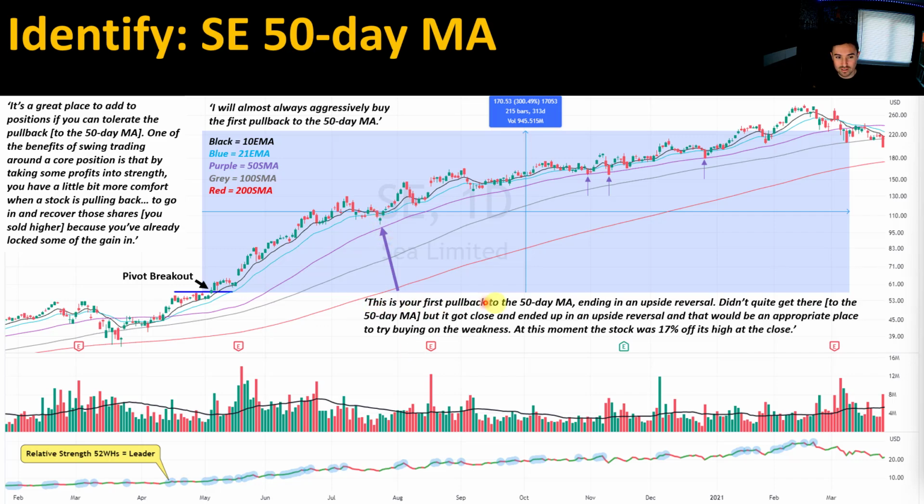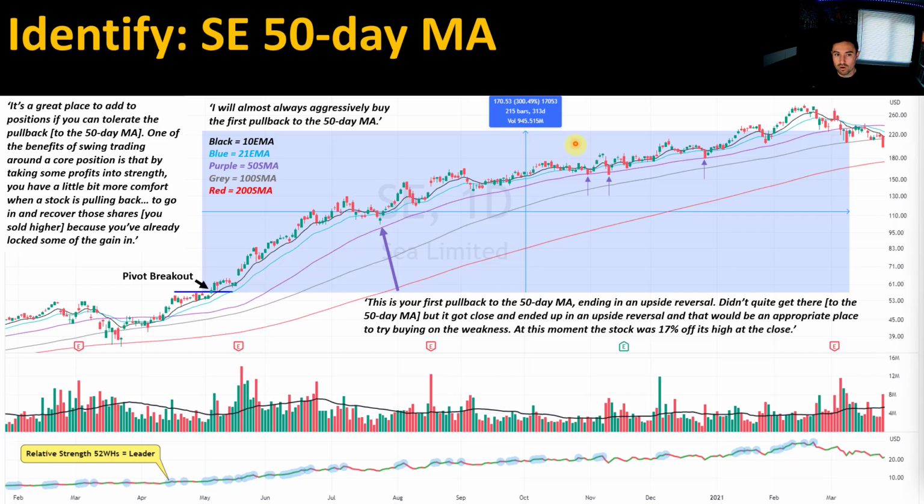So this is your first pullback to the 50-day moving average, ending in an upside reversal. Didn't quite get there to the 50-day moving average. Nearly did, but it got close and ended up in an upside reversal, and that would have been an appropriate place to try buying on the weakness. At this moment, the stock was 17% off its high at the close. So from this point down to here at the close, 17%. Remember what we said about the sweet spot being in the high teens that Charles is looking for in pullbacks.